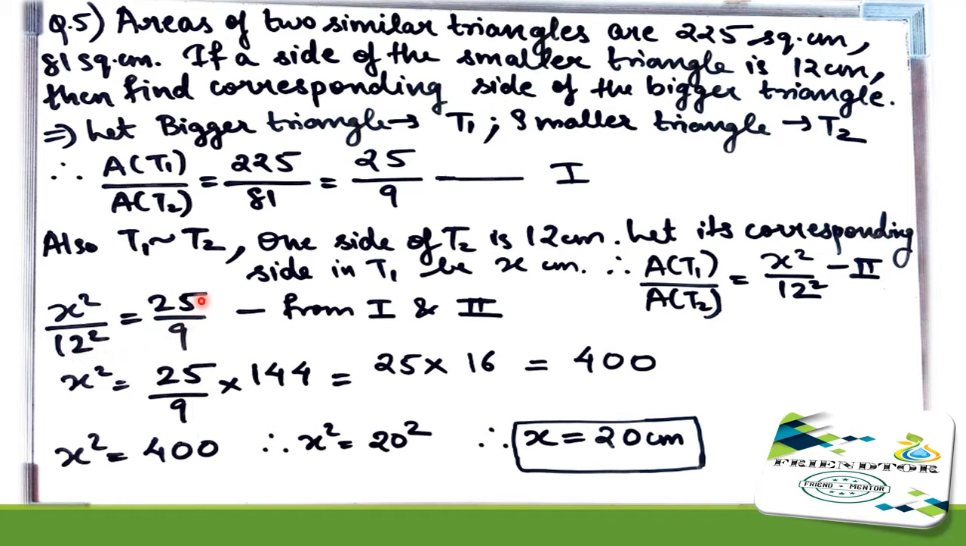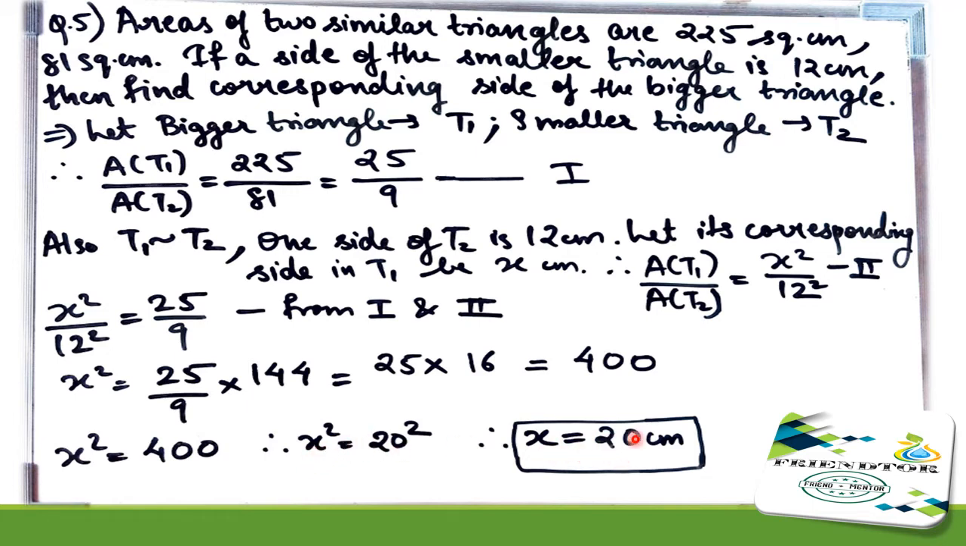Therefore x square is equal to 25 upon 9 into 12 square. This 12 square is 144, and this 144 will go to the other side and it will get multiplied. So 25 upon 9 into 144. Okay, now again I can divide 144 by 9, and I will get 25 into 16, because 9 into 16 is 144. So 25 into 16 is the same as 400. Okay, so x square is the same as 400. That means x square is the same as 20 square, because 400 is 20 square. Now if x square is 20 square, then x is 20.